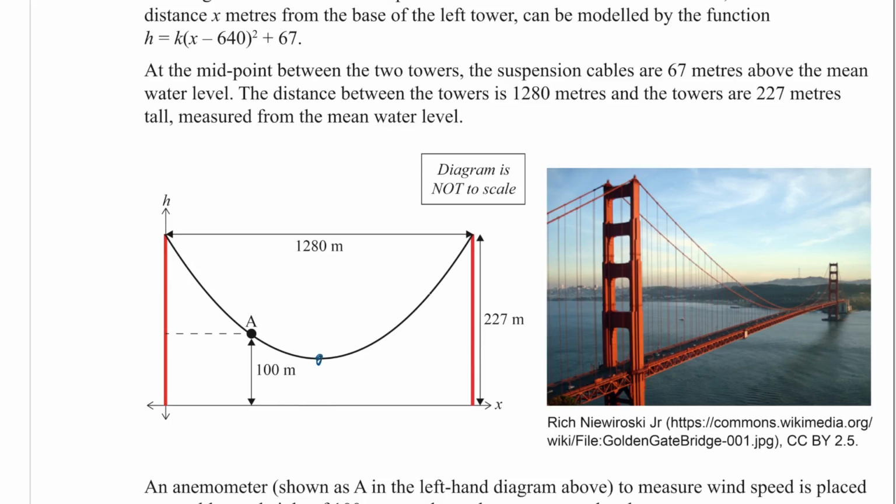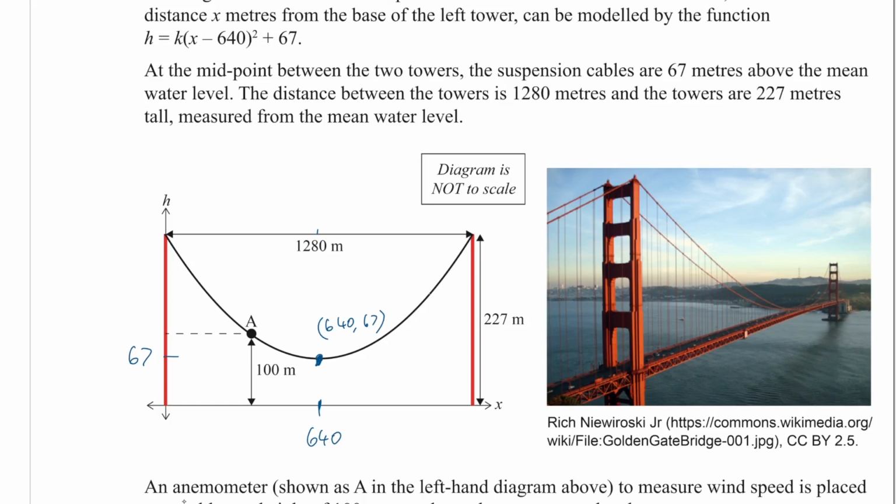And the distance between the towers is 1280, right? So the halfway point would be 640. And we know that this cable is 67 meters from the ground. So this has a point of (640, 67), right? That's the midpoint, which we can actually just read from this function here. That's in vertex form, and the vertex is that midpoint there, that turning point.